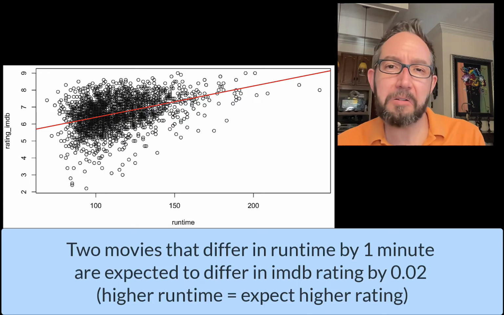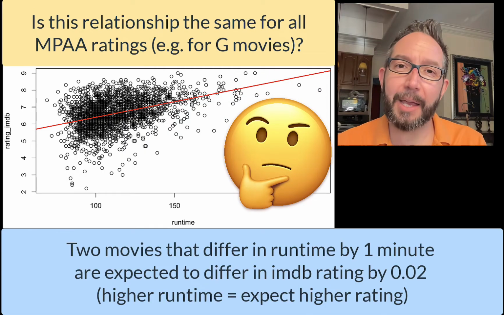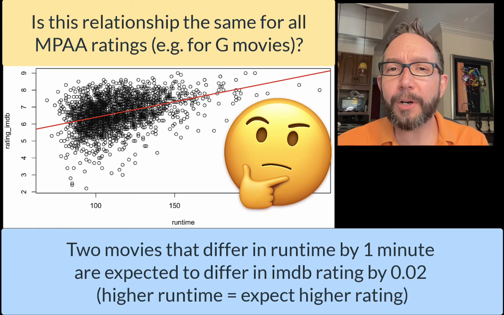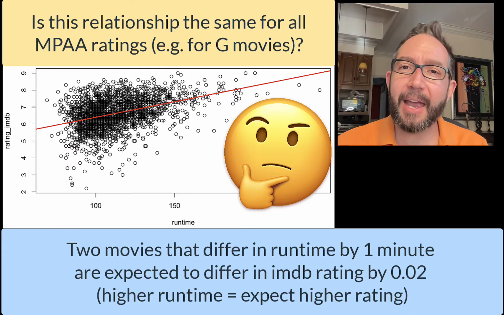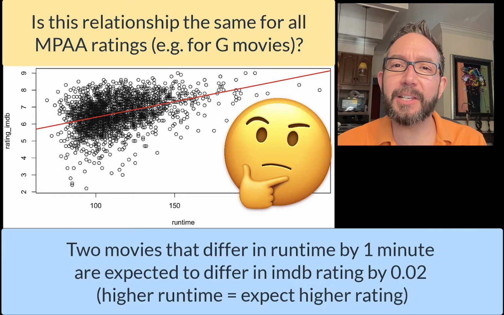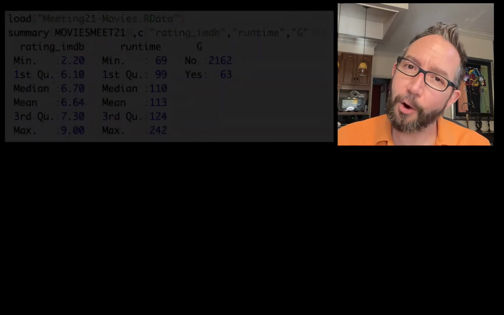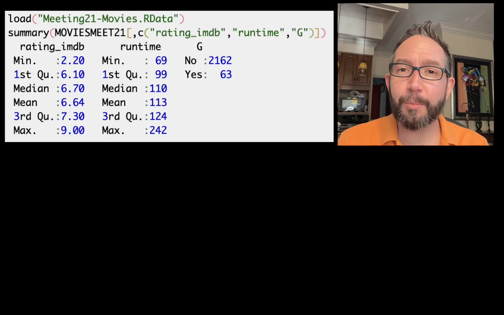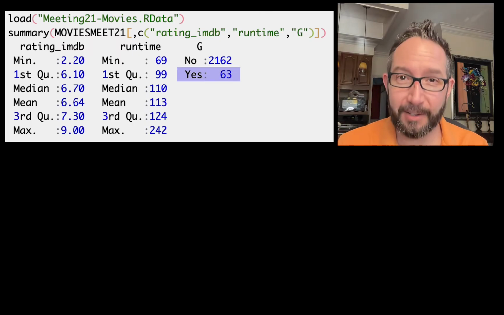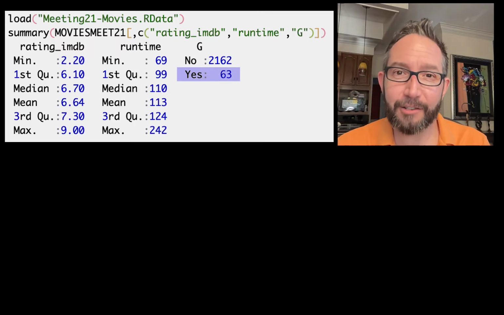So we might wonder, okay, well, there could be more to an IMDb rating than just the runtime. What if we incorporated something about the MPAA rating? And specifically, let's examine whether a movie is rated G or not G. So if we go and look at a summary of our data, we find 63 G-rated movies in our data set, and the remaining being non-G movies.